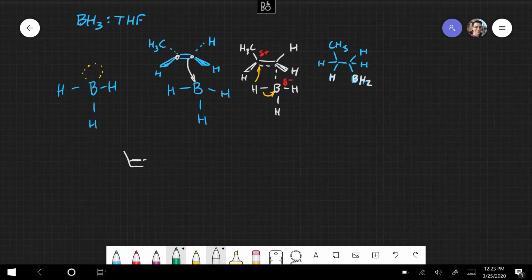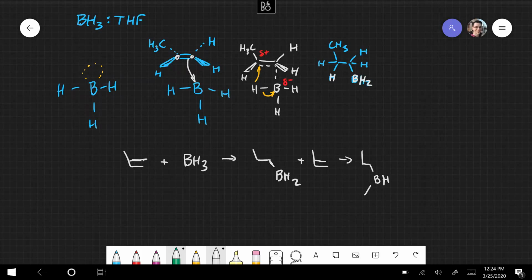Propene reacts with BH3 to form this, I guess you would call it a propyl borane. But we could continue to react that with more propene. The next one you would get would be dipropyl borane. And we could react that with an additional propene to make our final product, tripropyl borane.